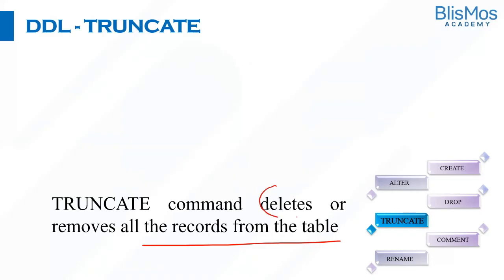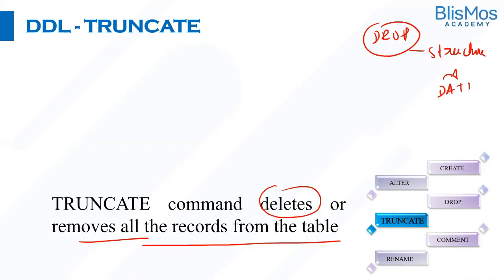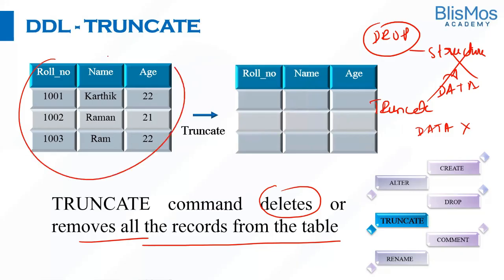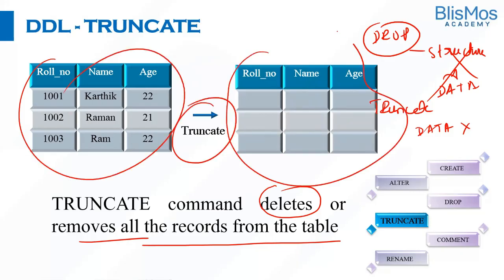Truncate command deletes or removes all the records from the table. Means in case of drop, both the structure and data is deleted. But in case of truncate, only the data is deleted. Structure remains intact here. When I say structure, I'm talking about a table structure or a schema. So truncate command deletes or removes all the records from the table. Like this, if we have a table, after truncate, it will have an empty table without any data.